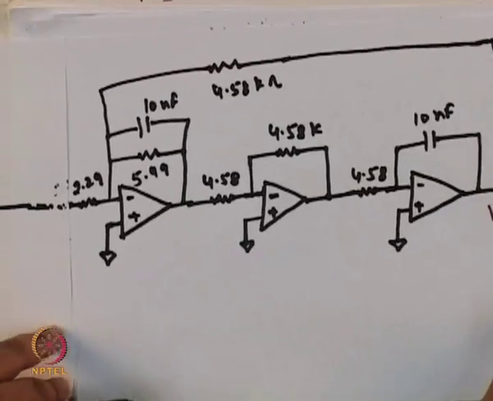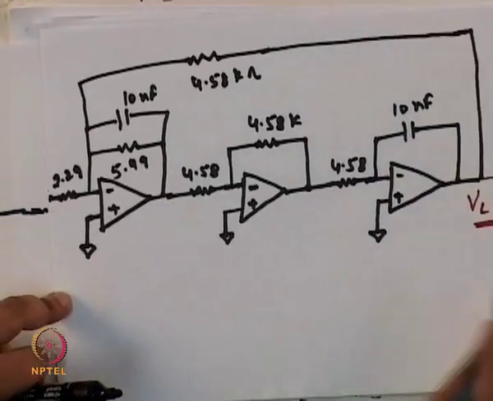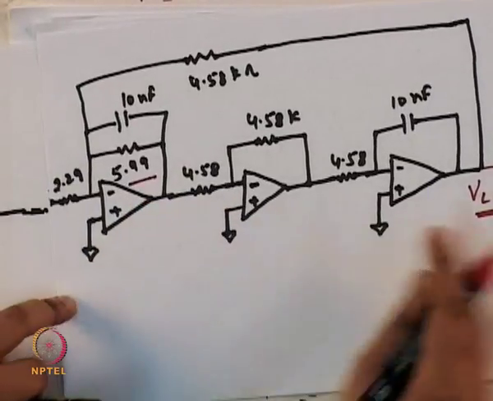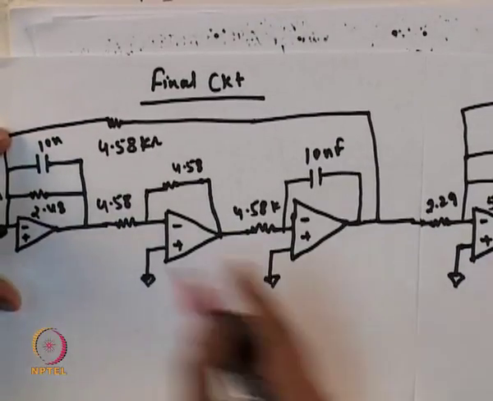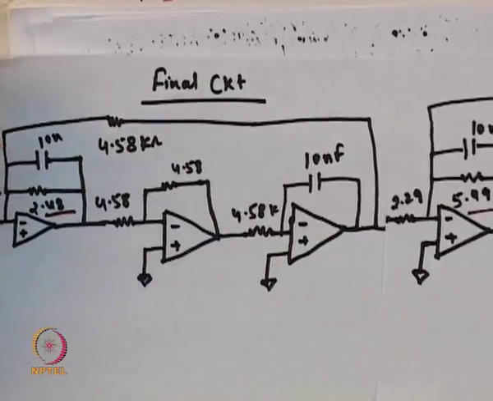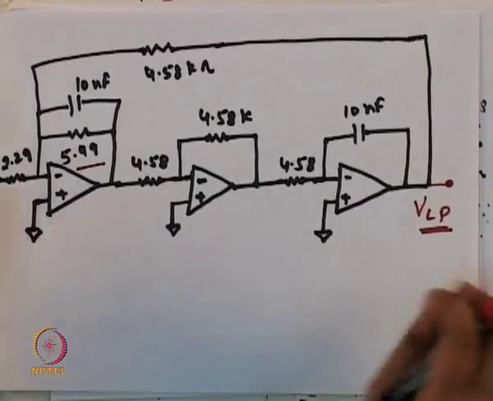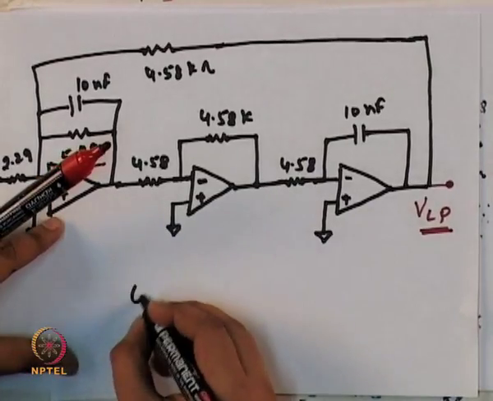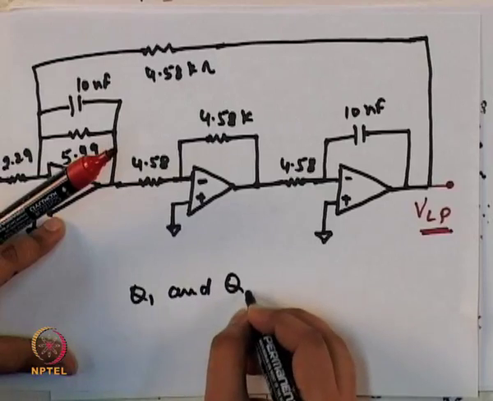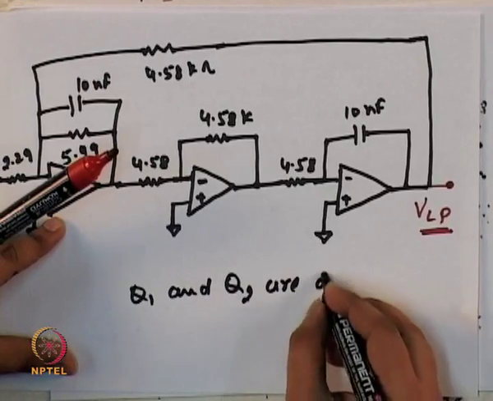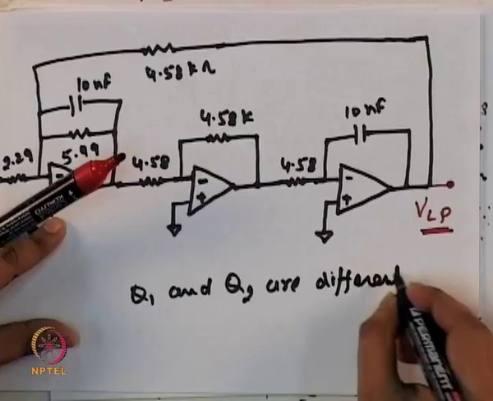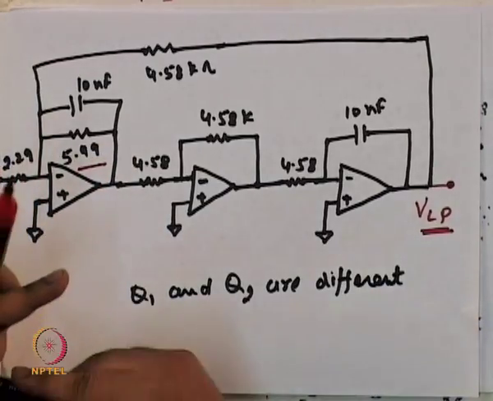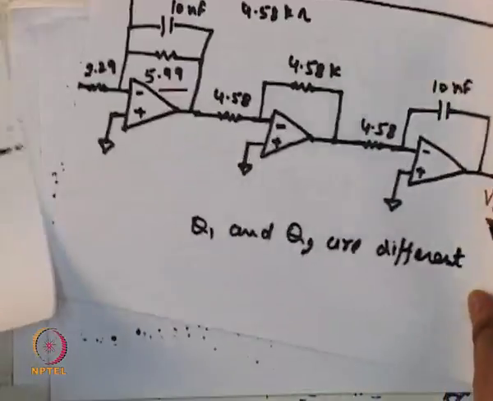The differences in values are here, like 5.99 and 2.48. These are because Q1 and Q2 are different. So this is the final realization of my fourth order Butterworth filter.